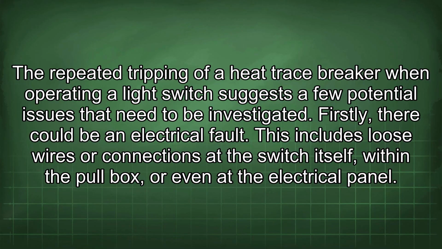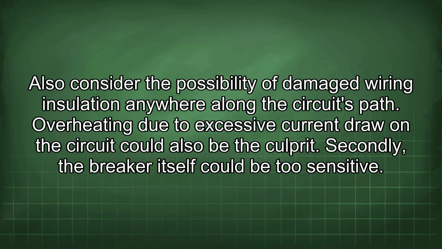The repeated tripping of a heat trace breaker when operating a light switch suggests a few potential issues that need to be investigated. Firstly, there could be an electrical fault. This includes loose wires or connections at the switch itself, within the pull box, or even at the electrical panel. Also consider the possibility of damaged wiring insulation anywhere along the circuit's path. Overheating due to excessive current draw on the circuit could also be the culprit.